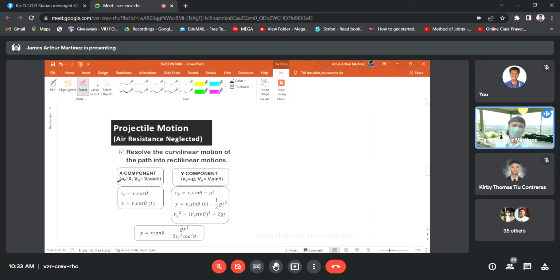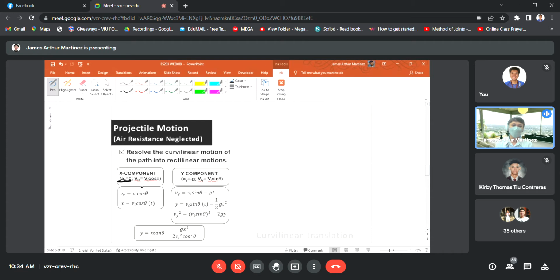So for the x component, your acceleration on the x component is equal to 0. Why is it zero? Again, we are neglecting air resistance and other factors that may cause the object to accelerate. So your acceleration on the x component is always constant and equal to zero. There is no other factor to cause the particle to accelerate.